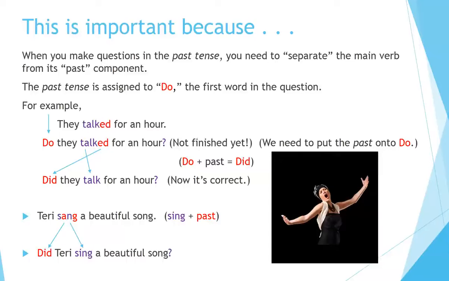Let's look at the next one. Terry sang a beautiful song. With the irregular verb here, we have sing plus the past tense, sang. We're going to separate them, and we'll have the past tense going to did, and the main verb, sing, remaining in the position. Did Terry sing a beautiful song?